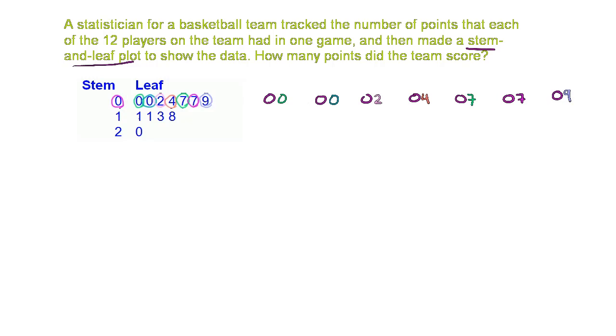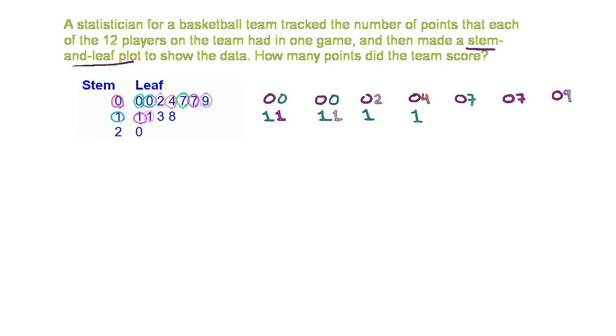Now let's go to the next row in the stem and leaf plot. Over here, all of the points start with 1 for each of the players, and there's 4 of them. So 1, 1, 1, and 1. Then we have this player over here whose ones digit is a 1. So this player represents 11, 1 in the tens place, 1 in the ones place. This player over here also got 11.